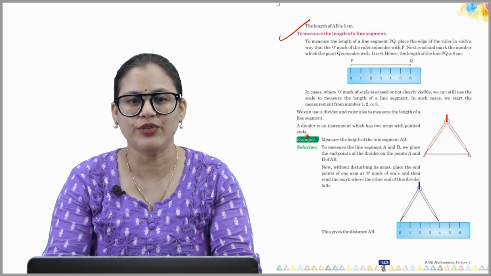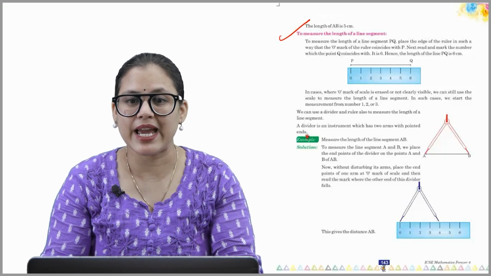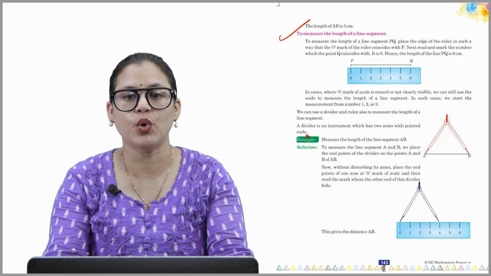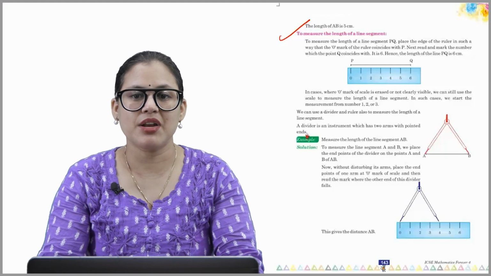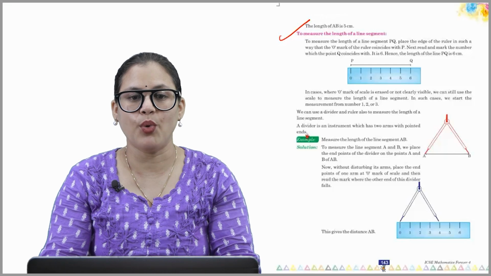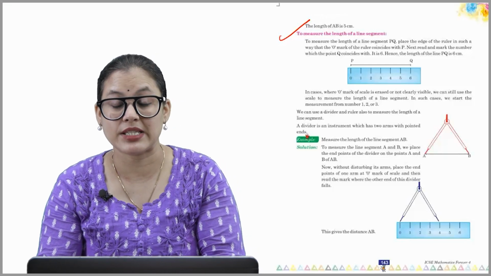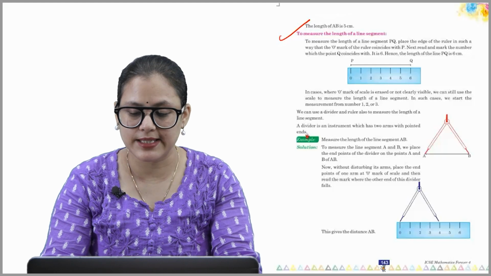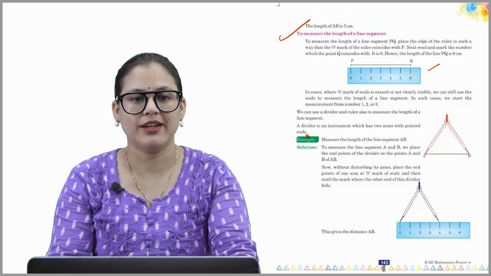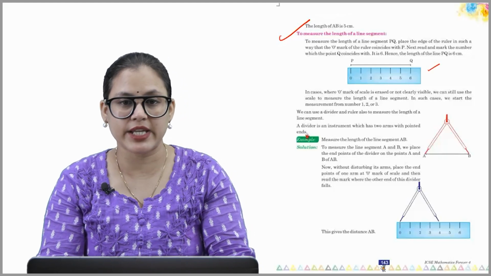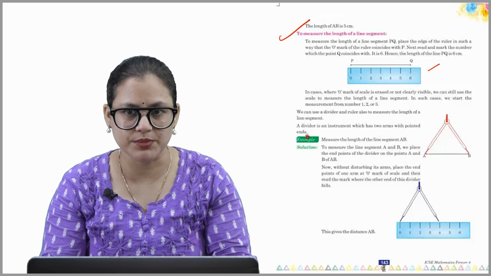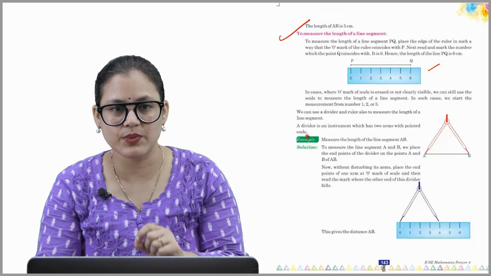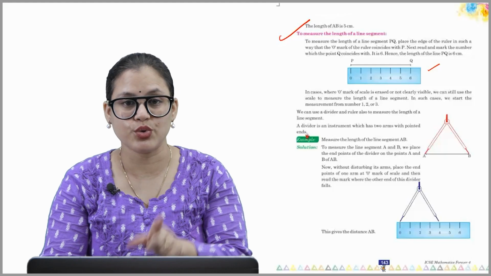Next, to measure the length of a line segment PQ, place the edge of the ruler in such a way that the 0 mark of the ruler coincides with P. Next, read and mark the number which the point Q coincides with. It is 6. Hence, the length of the line PQ is 6 centimeter. In cases where the 0 mark of a scale is erased or not clearly visible, we can still use the scale to measure the length of a line segment. In such cases, we start the measurement from number 1, 2 or 3.